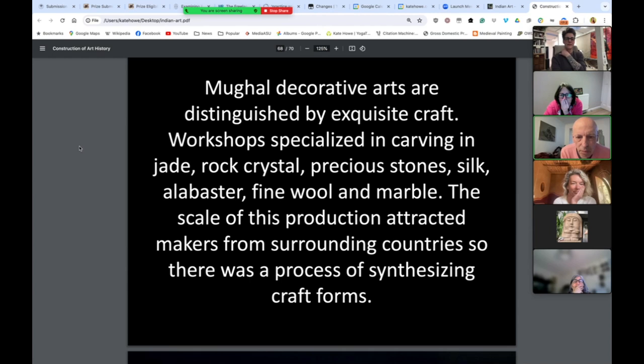Mughal decorative arts are distinguished by exquisite craft. Workshops specialized in carving in jade, rock crystal, precious stones, silk, alabaster, fine wool, and marble. The scale of his production attracted makers from surrounding countries, so there was a process of synthesizing craft forms. There's a great period of synthesis of surrounding world culture.